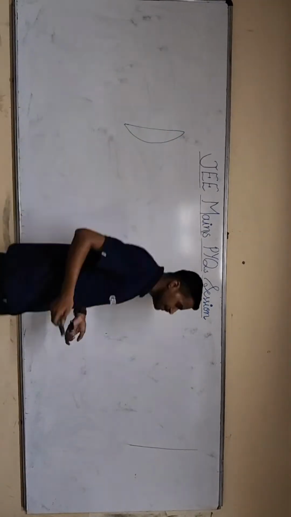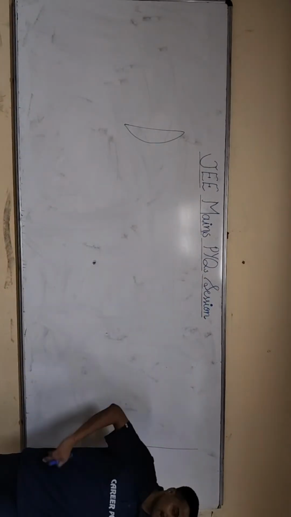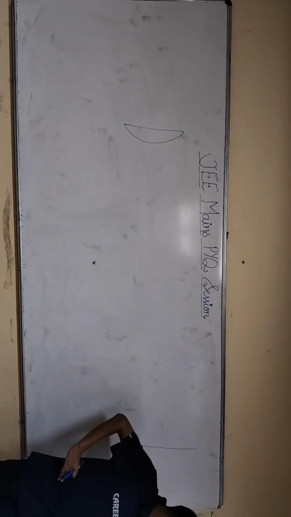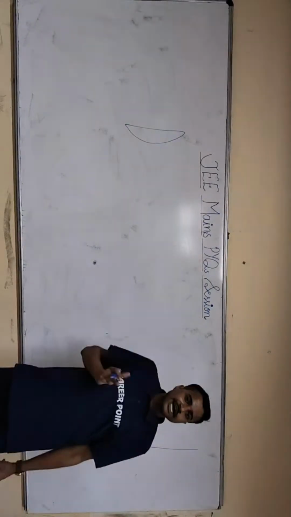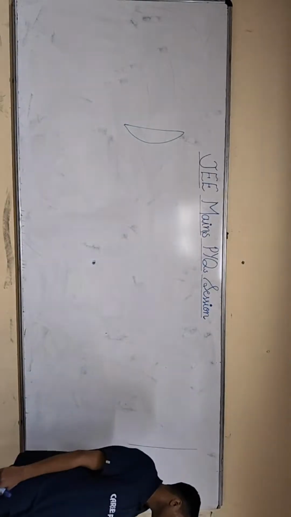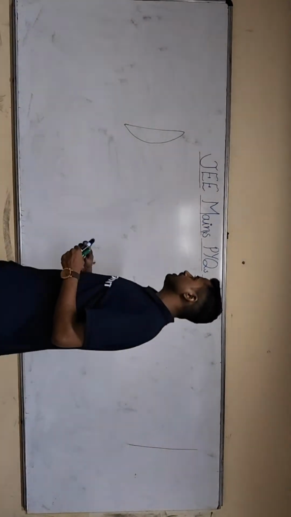Write down the question. Diameter of the plano convex lens is 6 cm. The thickness at the center is 3 mm. The speed of light in the material of the lens is 2 × 10^8 meter per second. Now the question is asking for the focal length of the lens.